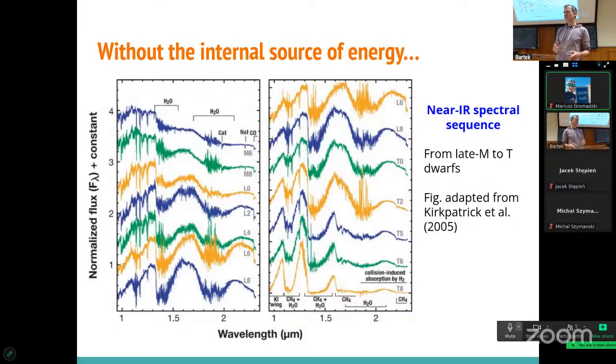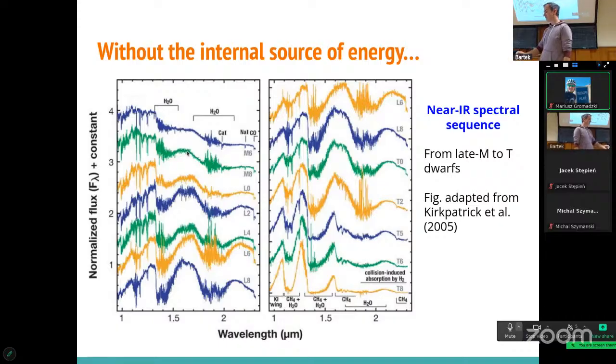So for different ages, or for different masses, we can try to develop a spectral sequence, which will correspond to a temperature sequence. With decreasing temperature, we can see how the shape of the spectrum, this is in the near infrared, will change.